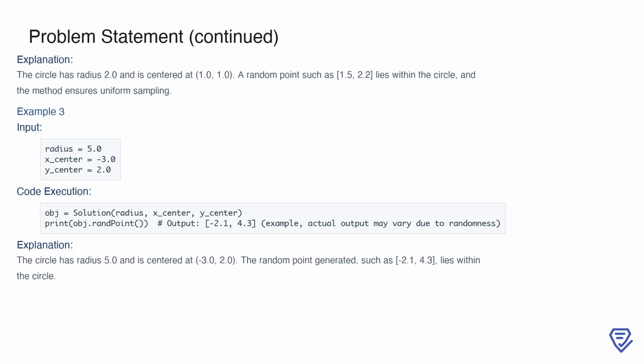circle's boundary. In the second example, the circle has a radius of 2.5 and is centered at -3.0, 4.0. Here, the randPoint method might generate points such as -4.1, 5.2, or -2.5, 3.8. Again, the exact values will vary, but all points must satisfy the equation of the circle. These examples demonstrate how the method works for different circle sizes and centers.